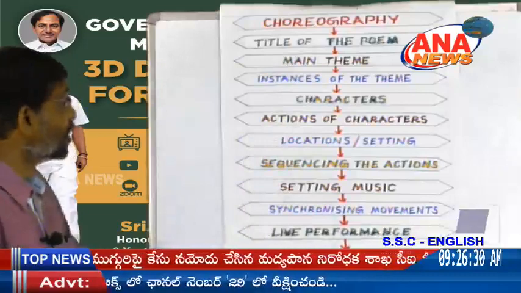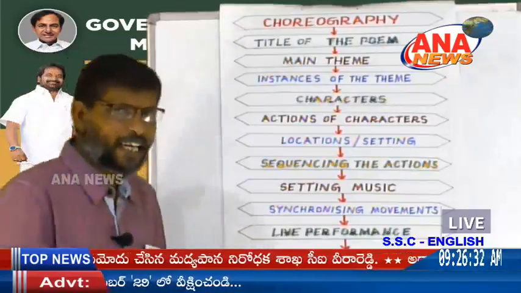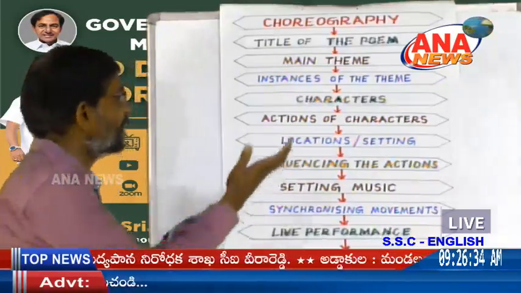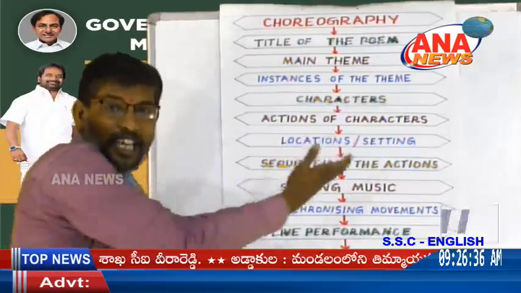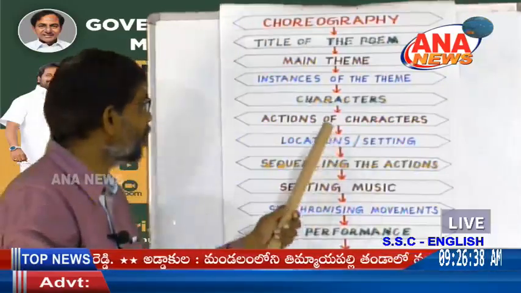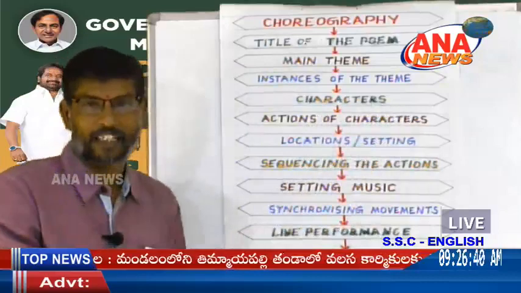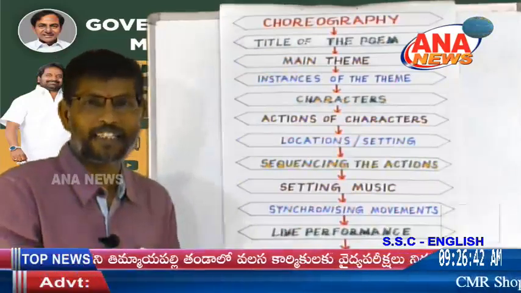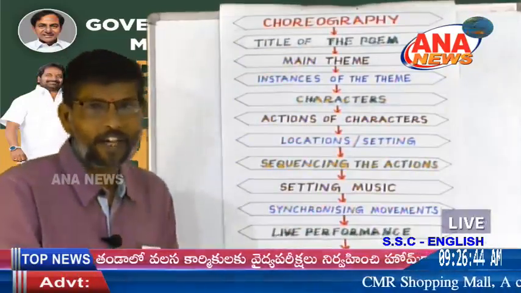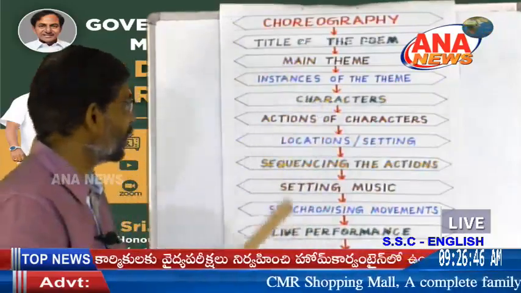Next, actions of characters. When you identify the characters, you can easily identify the actions done by the characters. Here we write actions of characters. For example, there is a character tiger. What is the tiger doing? That is what we have to write here.